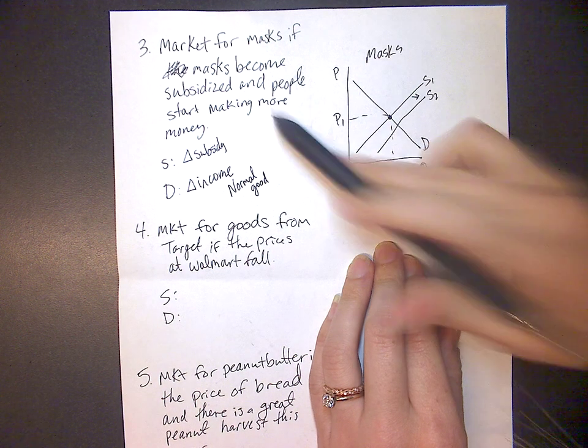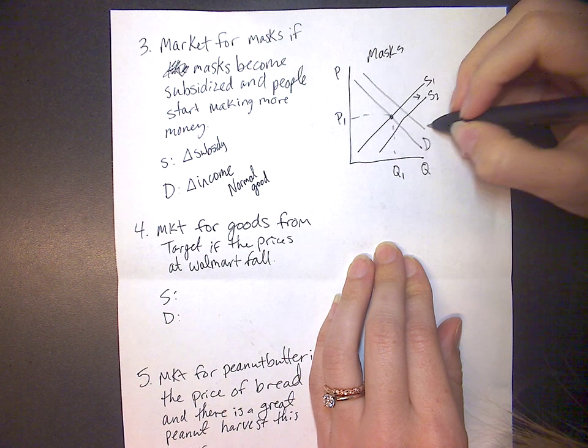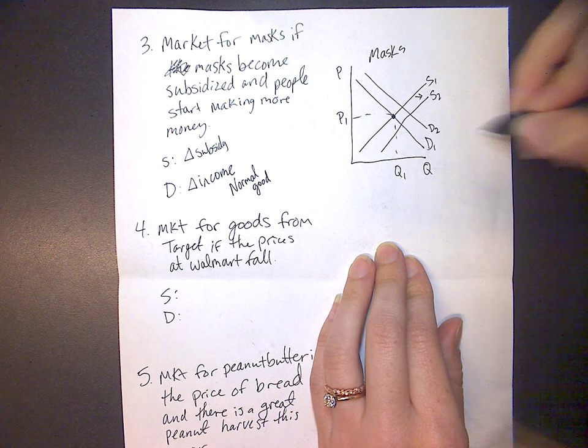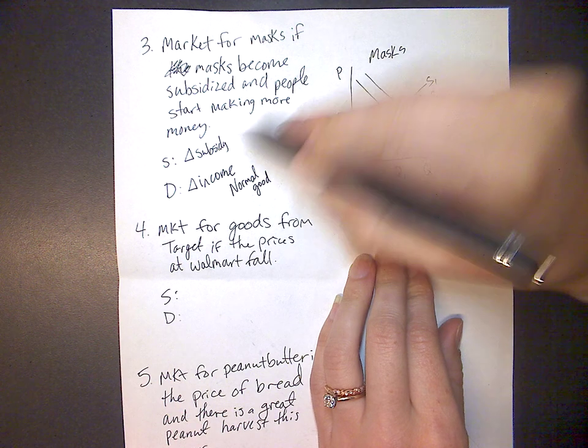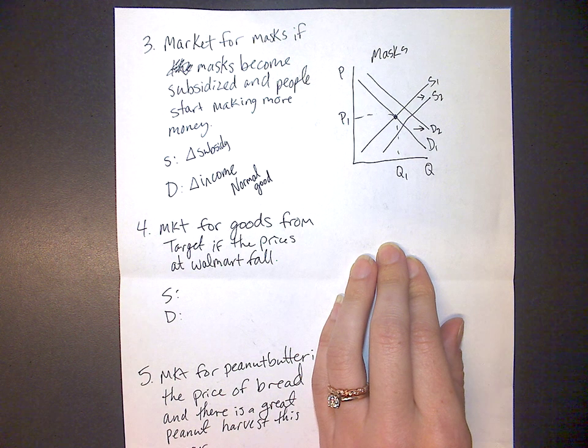Okay, and then incomes rose. Yeah, so that's not what happened during the pandemic, but it could, right? And if it did, it'd be change in income. Okay, and people would be able to buy more masks.